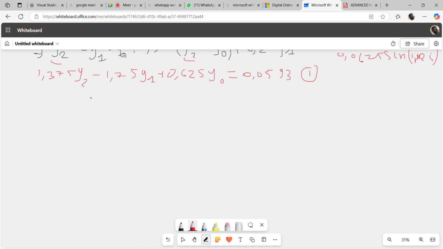You can write it as 1.375 y2 minus 1.75 y1. But remember, my guys, you know y0 is 1. So 1 multiplied by this expression is still this expression. Do you guys agree? The value of y0 is 1. If we substitute 1 here, you still get 0.625. Do you agree, my brother?